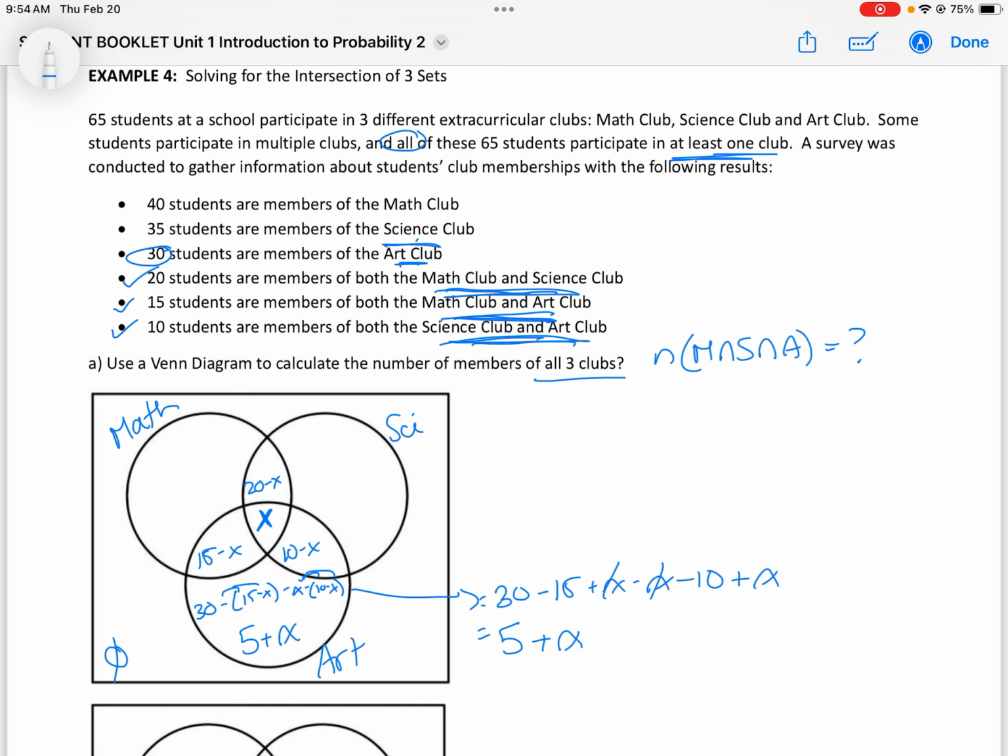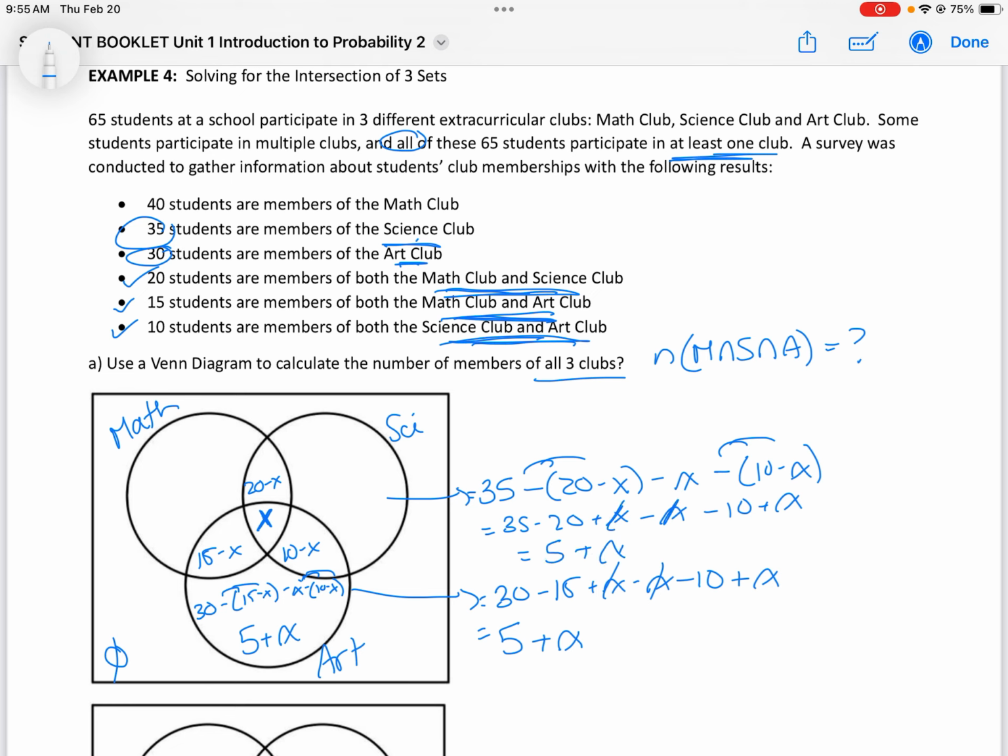Okay, what about science? Science is going to be 35 students. So let me put the work over here. So 35, but we already took into account 20 minus X. We already took into account X. And we already took into account 10 minus X. So let's go ahead and distribute that negative sign into the brackets. 35 minus 20 plus X minus 10 plus X. So 35 minus 20 minus 10, we get 5. X and negative X cancel. We get 5 plus X.